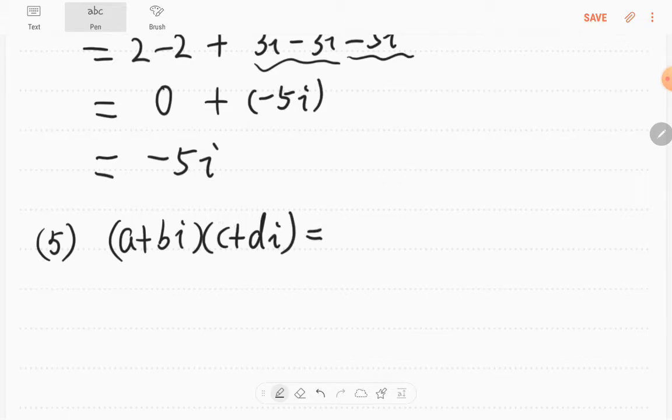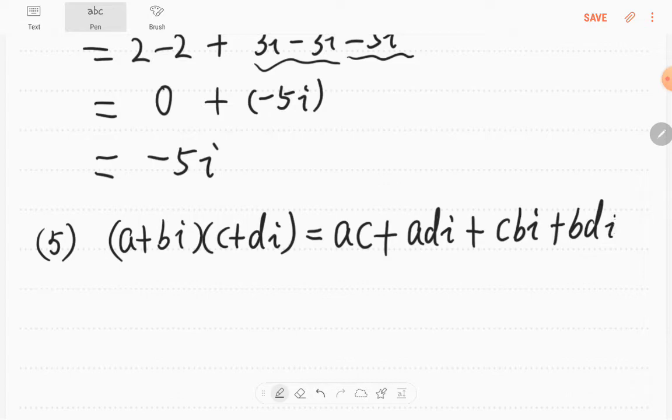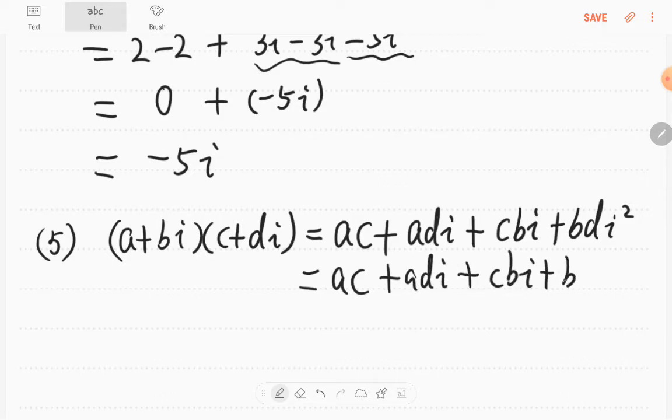So this is a times c plus a times di, right? Plus bi times c, which is cbi. You just treat i as a number. And bi times di, which is b times d times i squared, right? So this is ac plus adi plus cbi plus bd times what? i squared equals, remember, negative 1.